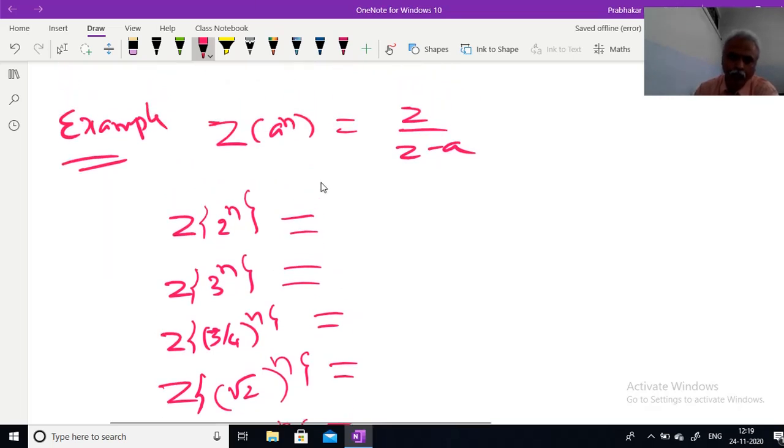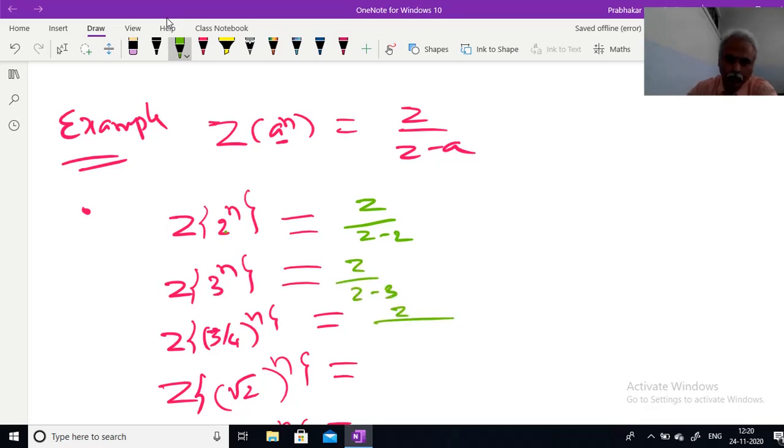So if you see the previous one, wherever a is there, only a is being changed here, simple changes are being done. So instead of a, we have got 2 here. Shall we write 2 instead of a? So you have to write z by z minus 2. This becomes z by z minus 3. This becomes z by z minus whatever is there here.